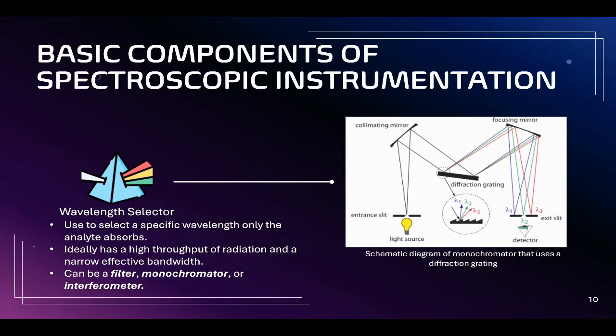Monochromator is another method. Radiation from the source enters the monochromator through an entrance slit. A collimating mirror then collects radiation and reflects a parallel beam to a diffraction grating, where radiation is dispersed, while a second mirror concentrates it onto a planar surface that includes an exit slit.